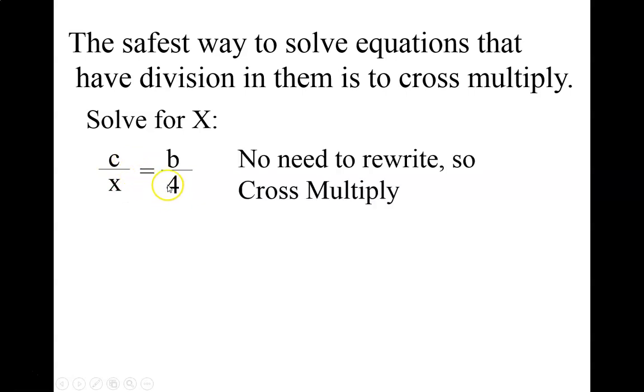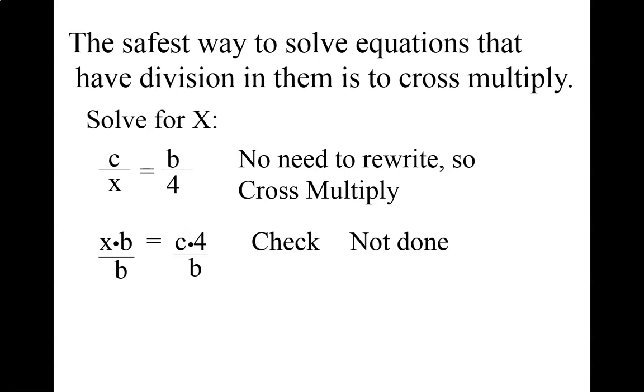c times 4 equals b times x. So x times b equals c times 4. And we're not solved for x, so we need to get rid of that b. So we'll divide both sides by b, and we'll get x equals 4c over b.